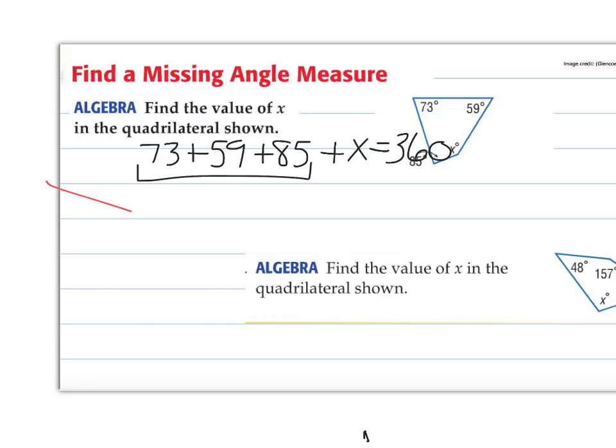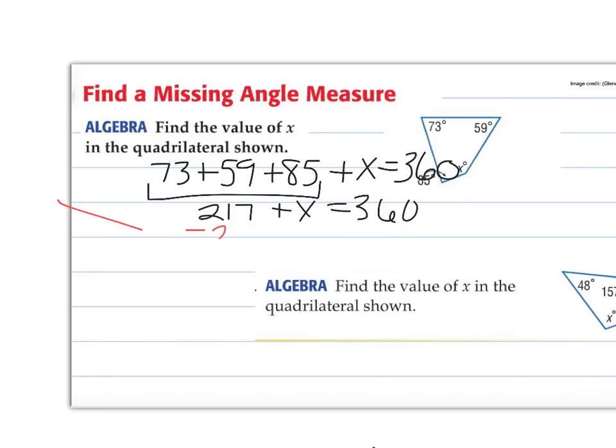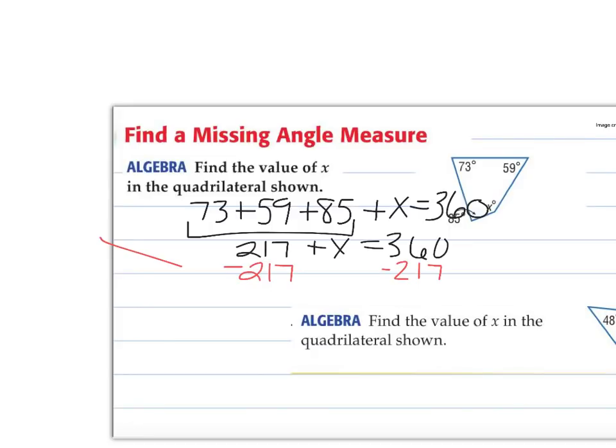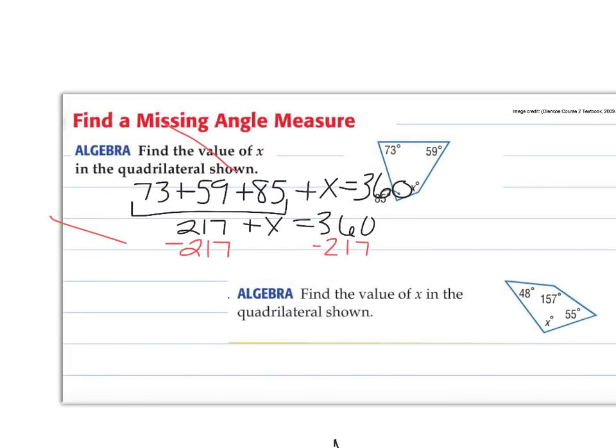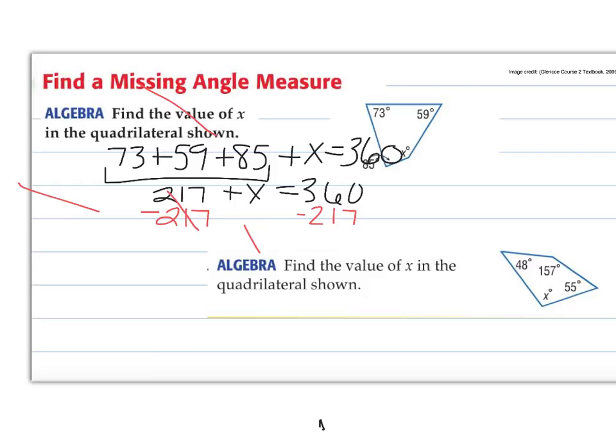We're going to add these together, and we get 217 plus what missing measure gives us 360. So we undo that adding and we subtract that 217. And so we would be left with, sorry about that, just the measure of angle x, 143 degrees, which makes sense. If you can see that, it's an obtuse angle, so it's more than 90.